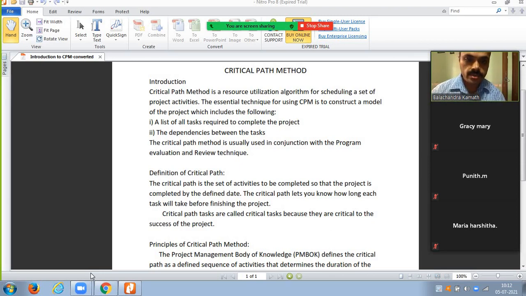Now let's try to understand the definition. The critical path is the set of activities to complete it so that the project is completed by the defined date. Suppose, here metro construction is going on near Electronic City, if you have observed. So they might have set a date for the completion of that project. So the critical path is the set of activities to be completed so that the project is completed by the defined date.